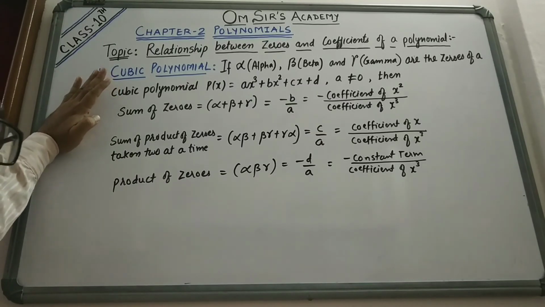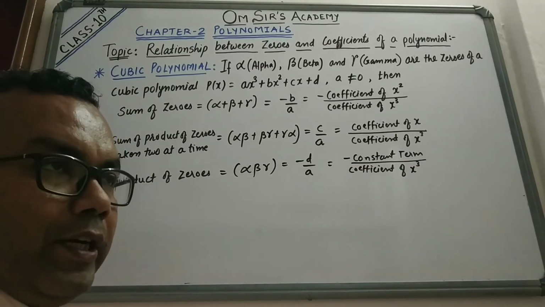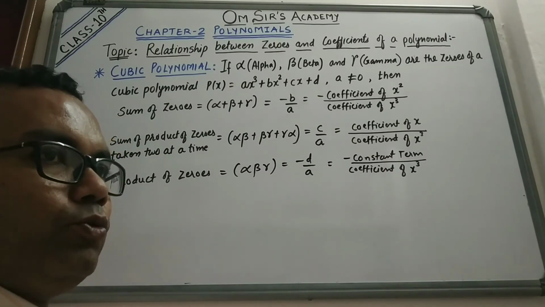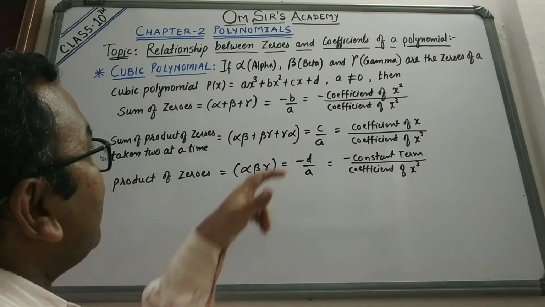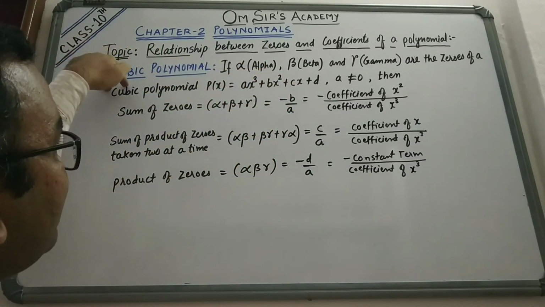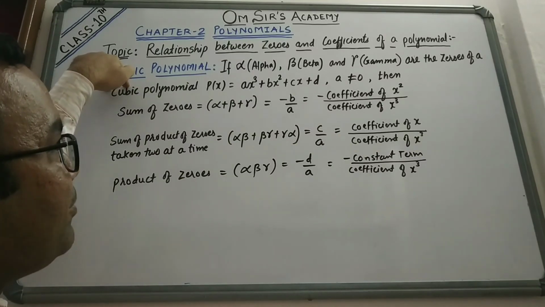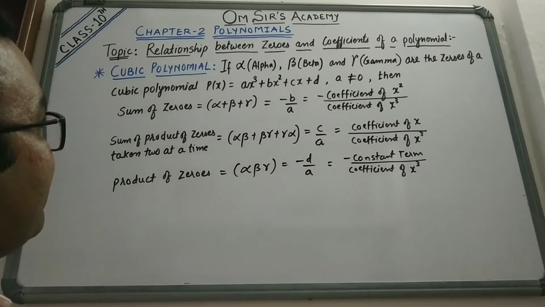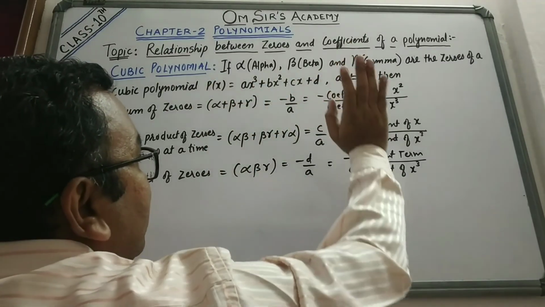In a quadratic polynomial, maximum how many zeros were there? At the most 2. So we assumed that the two zeros be alpha and beta. Is it clear, friends? Now in the case of a cubic polynomial, we have at the most 3 zeros. So here we are assuming that the 3 zeros be alpha, beta and gamma.